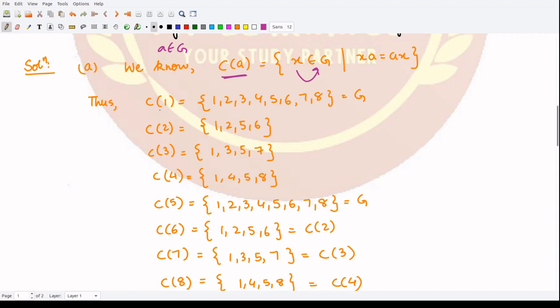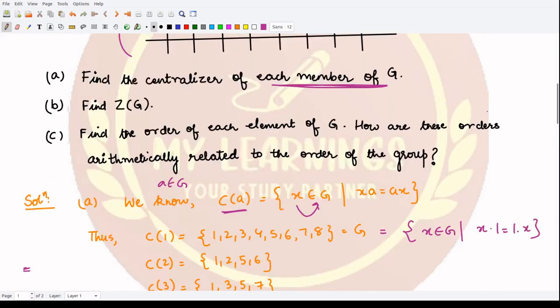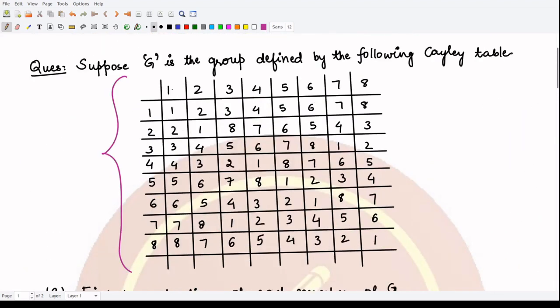For calculating the centralizer of 1, we are looking for all those X belonging to G such that X commutes with 1. In this Cayley table 1 acts as the identity, so 1 star 1 is 1, so 1 commutes with 1. 2 star 1 is 2, 1 star 2 is 2, 1 star 3 is 3, 3 star 1 is 3, 1 star 4 is 4, 4 star 1 is 4, 1 star 5 is 5, 5 star 1 is also 5. So you see all of them are equal to each other.